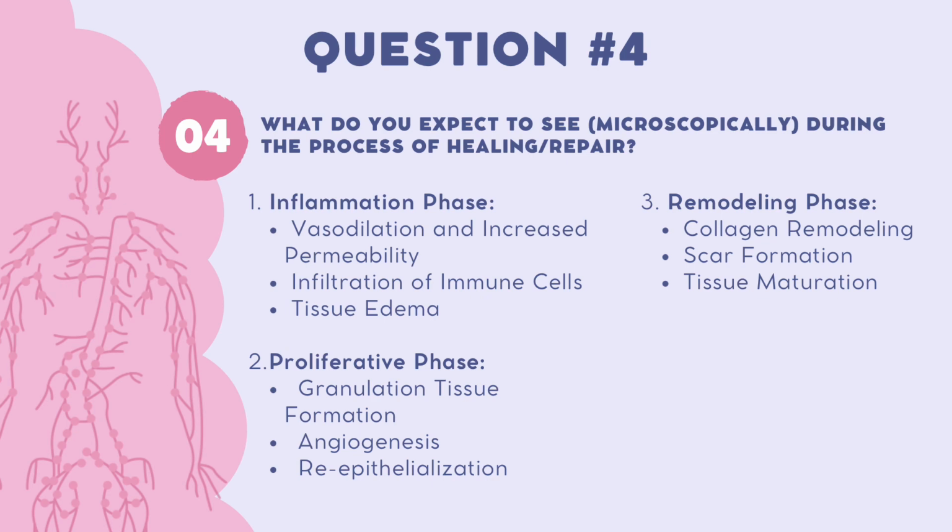And the last phase is the remodeling phase. The first one is collagen remodeling, wherein collagen fibers reorganize and strengthen, improving tissue integrity. Initially, the tissue is rich in type 3 collagen, which is later replaced by type 1 collagen, providing increased tensile strength. Second is scar formation, wherein excessive collagen deposition may lead to scar formation, which under the microscope appears as densely packed collagen fibers. And lastly, tissue maturation, wherein the tissue gradually matures and gains functionality, although it might not fully regain the structure and function of the original tissue.